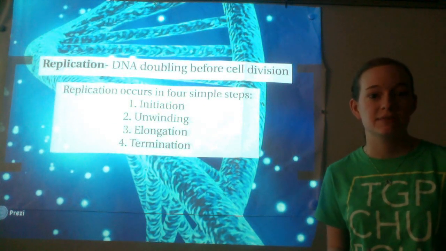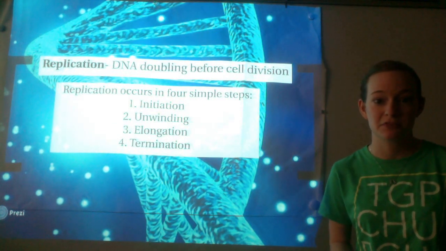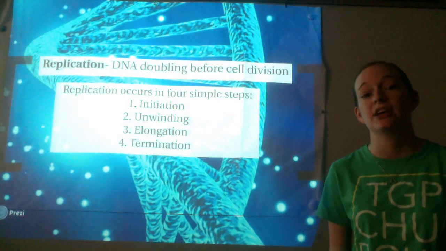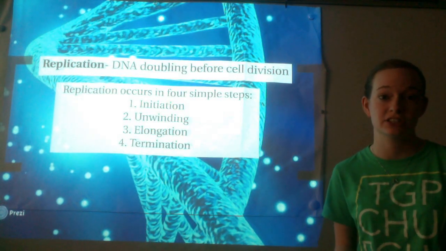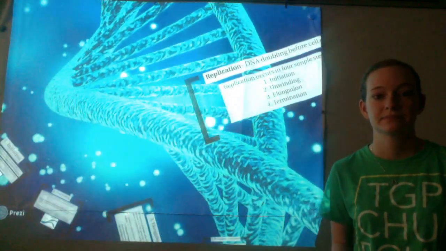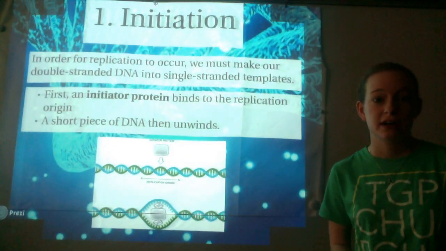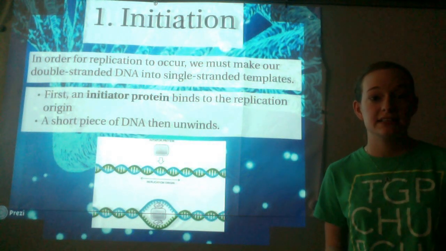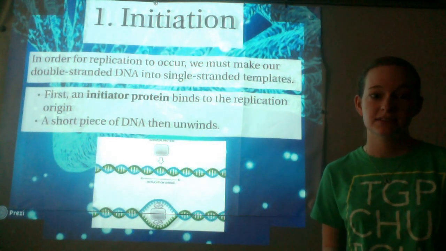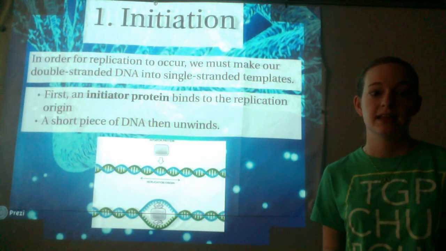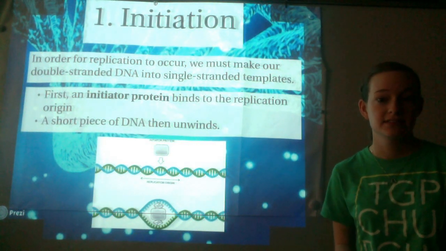First is replication, which essentially is DNA doubling before cell division. Replication occurs in 4 simple steps: initiation, unwinding, elongation, and termination. Initiation. In order for replication to occur, we must make our double-stranded DNA into single-stranded templates. First, initiator protein binds to the replication origin. A short piece of DNA then unwinds.